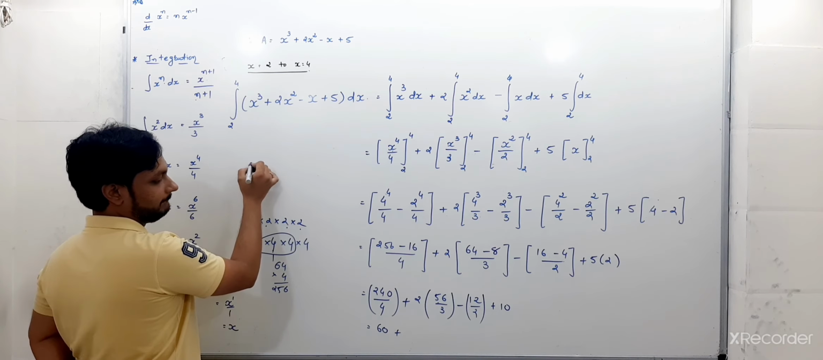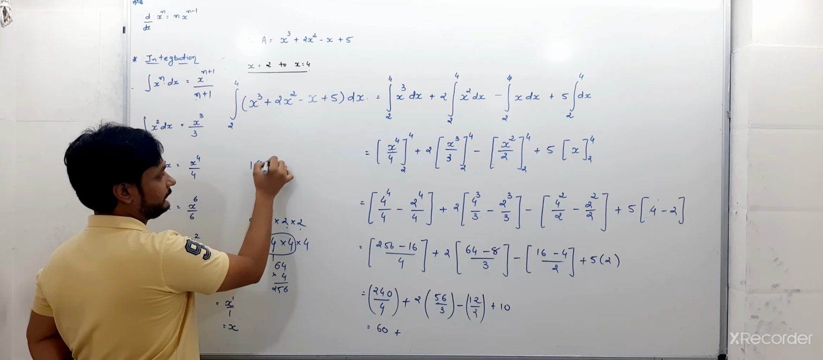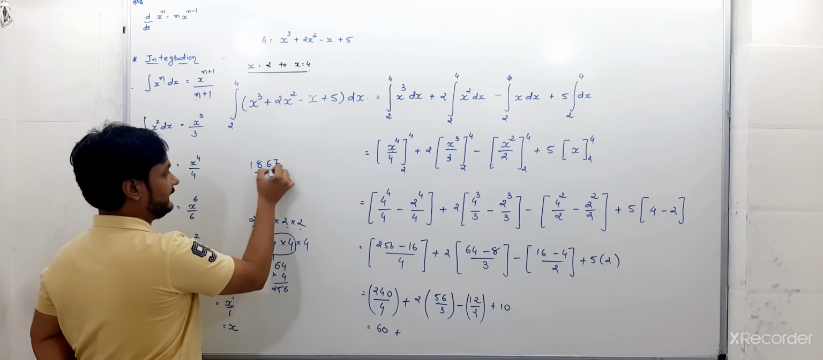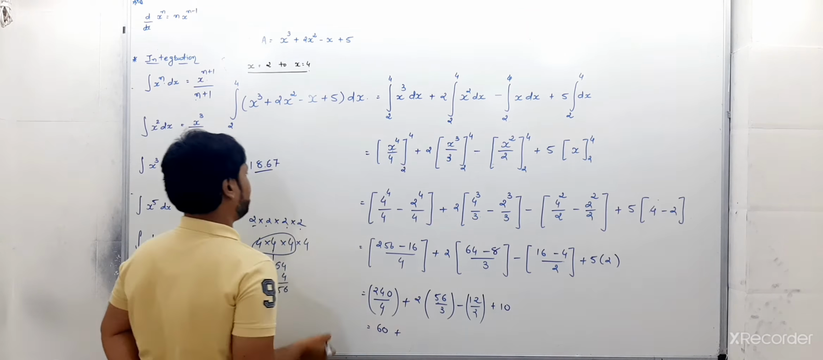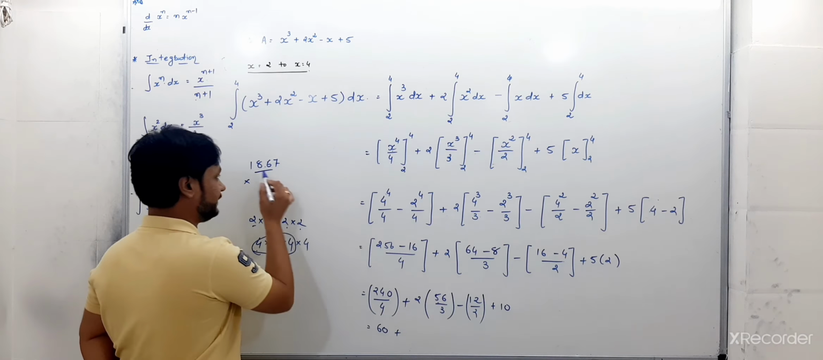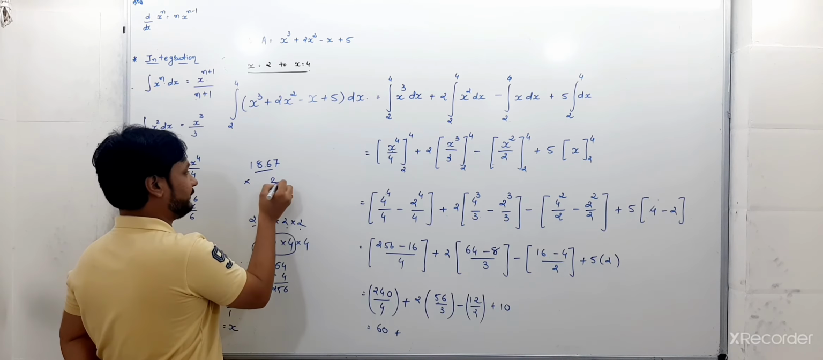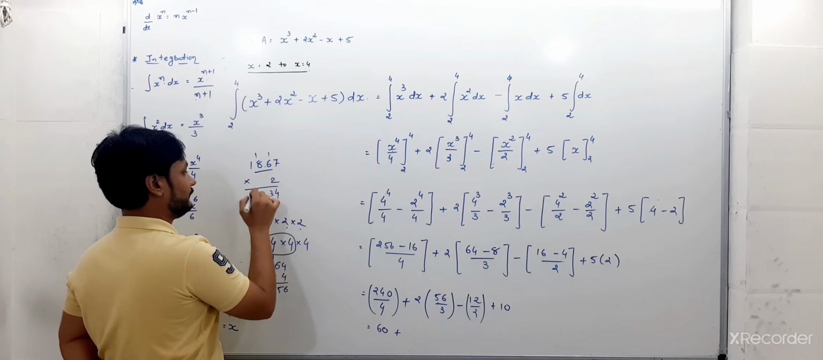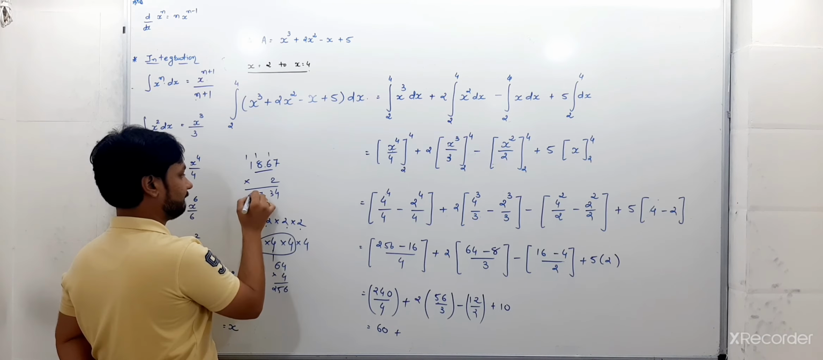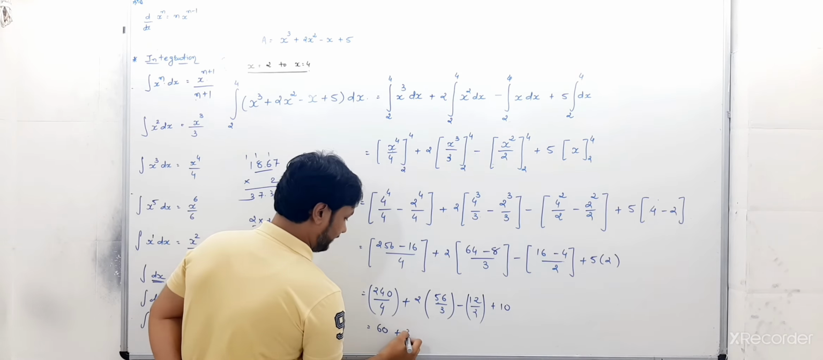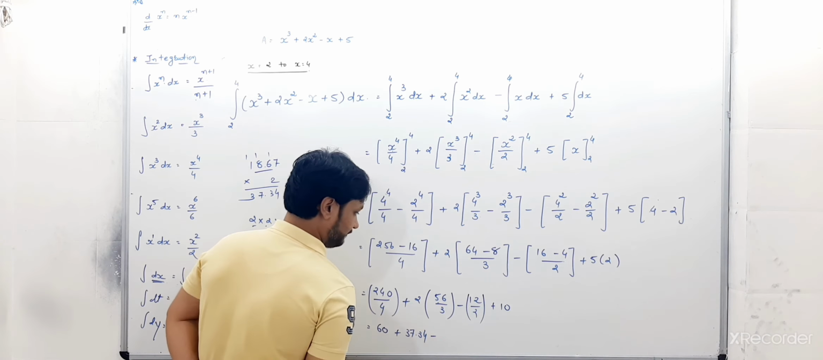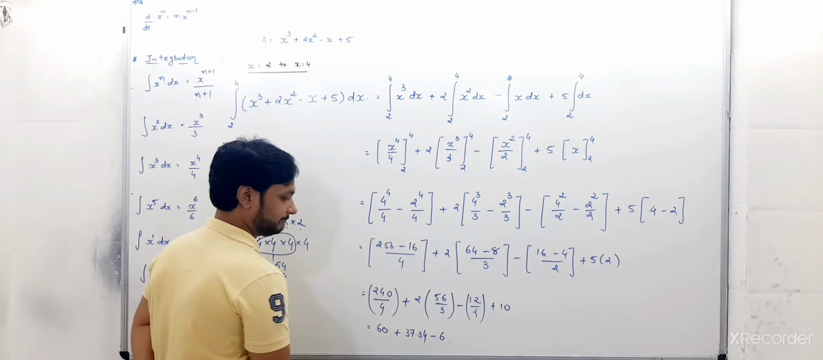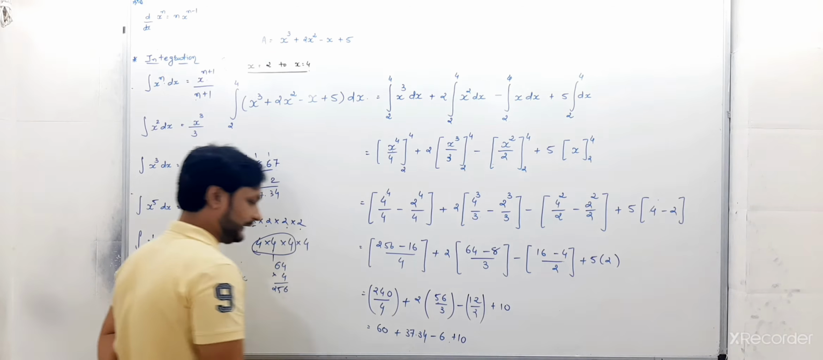56 divided by 3, that is 18.67, and multiply by 2 again. This is division, 18.67 and multiply by 2, 37.34, minus 6 plus 10. Okay, this is your answer.